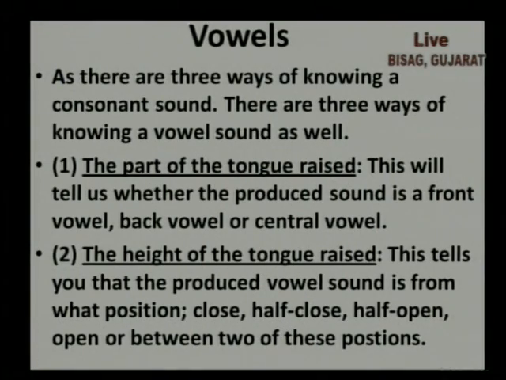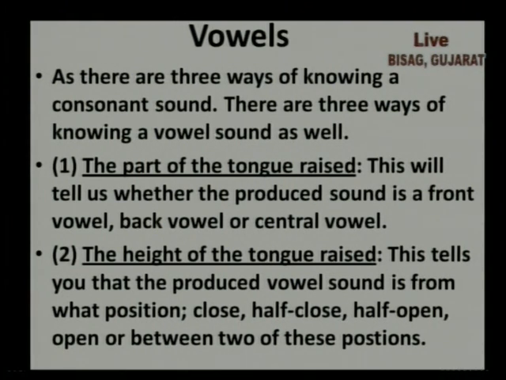Now the three different ways of knowing a vowel sound are, first, the part of the tongue raised, which tells us which part of the tongue is raised, the front part, the back part, or the central part, by which we will distinguish that particular vowel sound into a front vowel, back vowel, and a central vowel. Then the second thing we have is the height of the tongue raised. Pranay, can you explain the height, or read the definition of the height of the tongue?